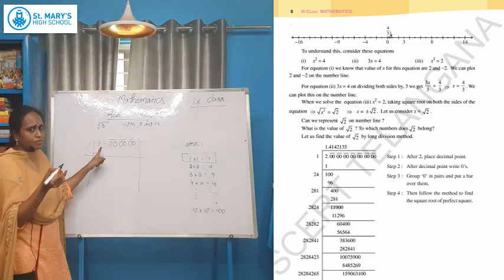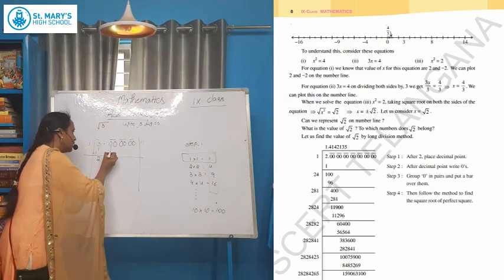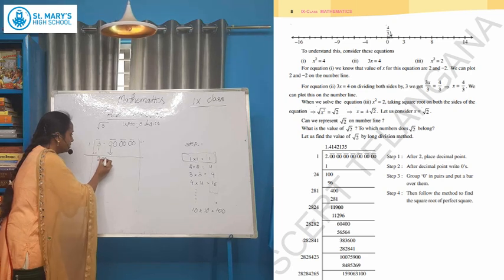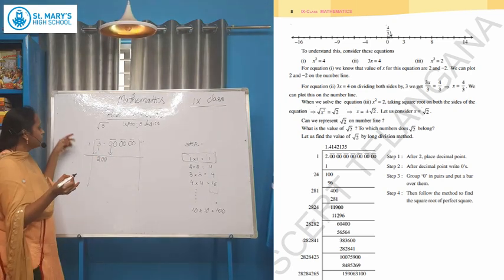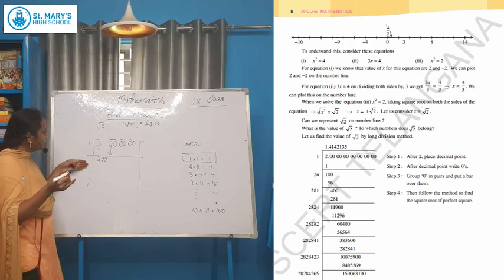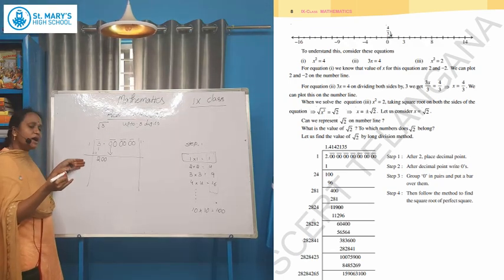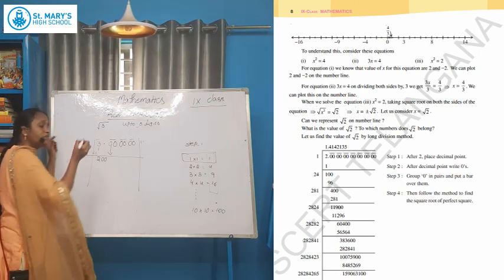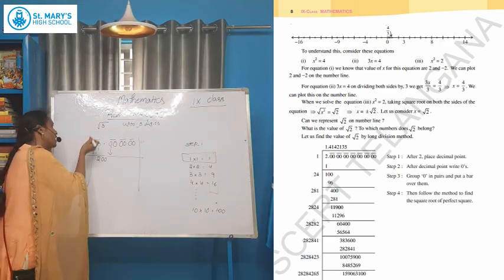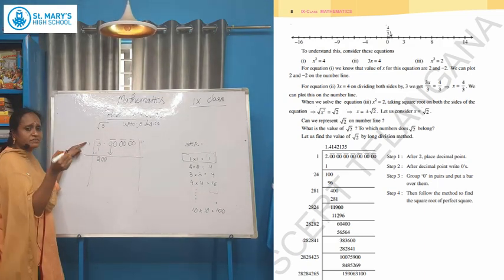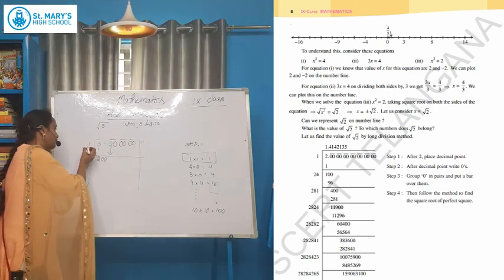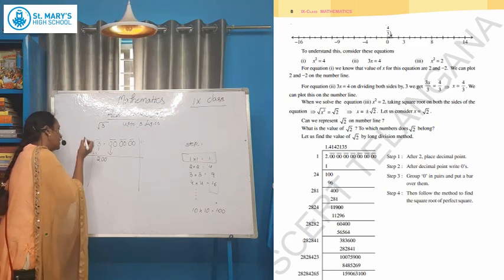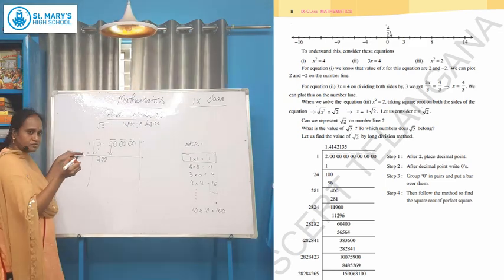Now we will take down the first pair of zeros. So step 1 is over. What about the divisor in step 2? Remember, here what is the first divisor? 1. The first digit that we took as the divisor, we should add to itself for the second divisor case. So here we are adding plus 1. When we add 1 plus 1, what do we get? 2.